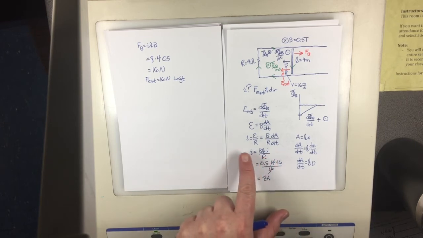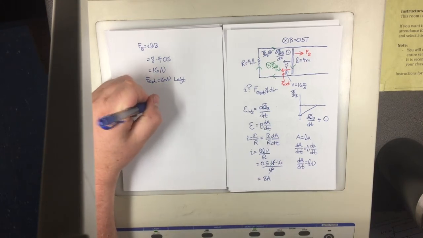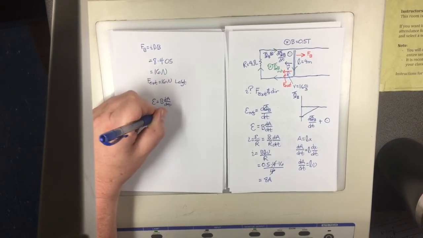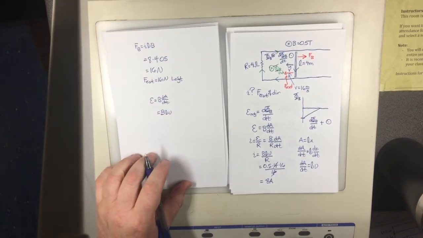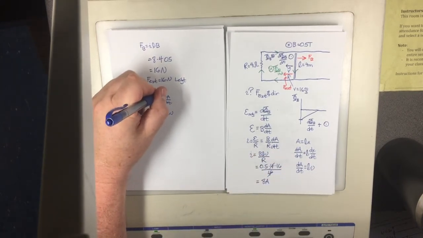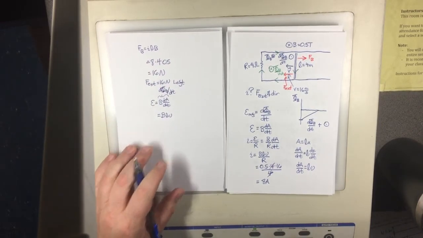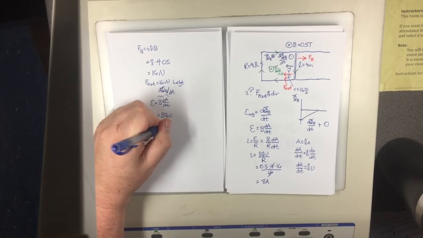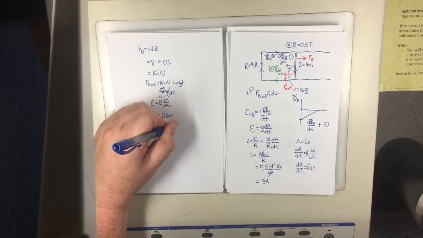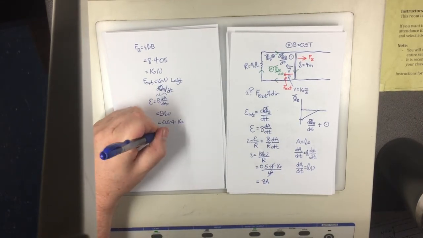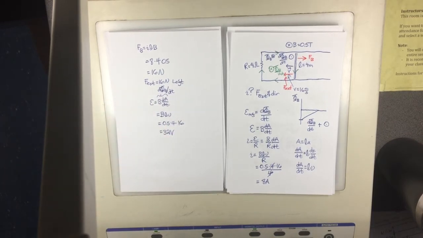In this case, EMF is B dA/dt, which is BLV. We've shown that. This is the change in magnetic flux with respect to time. So B is 0.5, L is 4, V is 16. So it is 32 volts. And that's how you would find it. You would just find the BLV part of that.